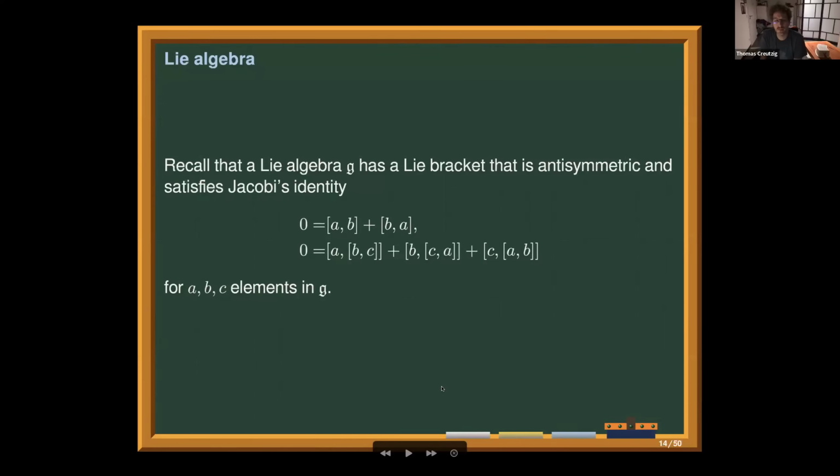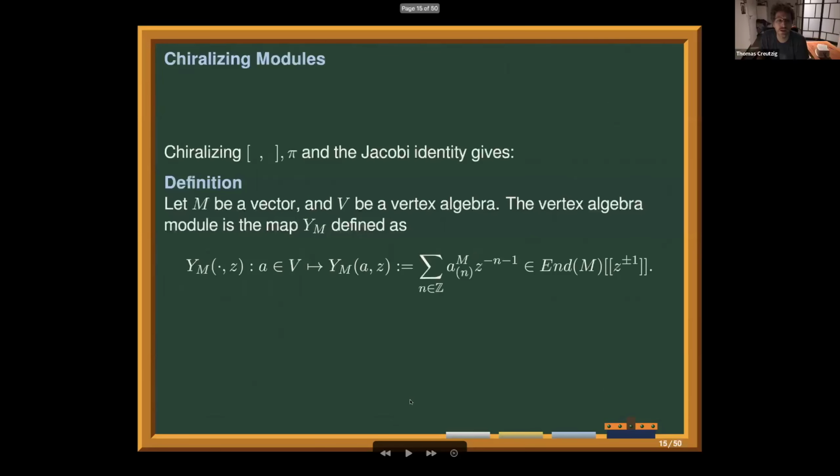It is a vector space together with a bilinear product that is denoted by this commutator symbol, such that this product is antisymmetric and obeys Jacobi's identity. Antisymmetry, one can remember, just means the commutator of A and B is equal to minus the commutator of B and A. And Jacobi identity is a certain, let's say, associativity property of this type, which one can't remember that easily, probably.